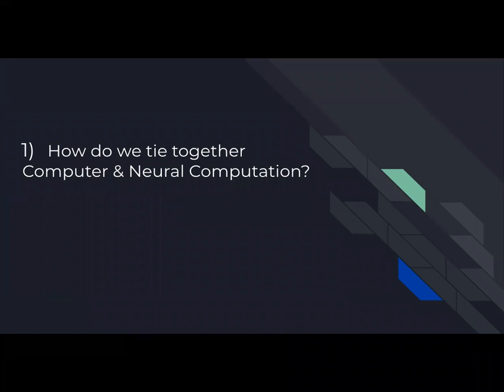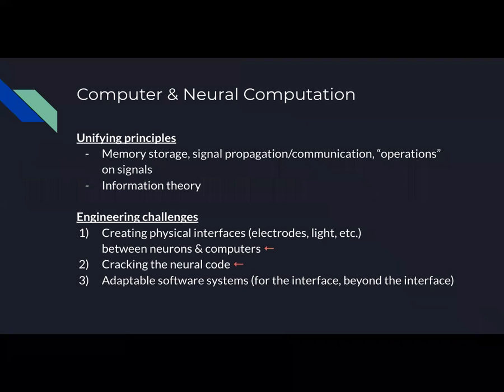So the first question is, how do we tie together computer and neural computation in order to do brain-computer interfacing? There are some unifying principles which we can go off of. For example, both the brain and computers have some kind of memory storage. They both have signal propagation or communication between different components. Actually both of them are electrical, but whether it's neural, wet-type signaling or in silico, those are differences, but there's both propagation and communication of signals.